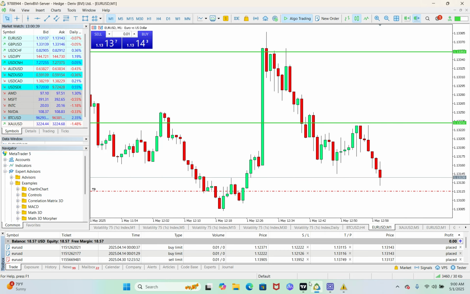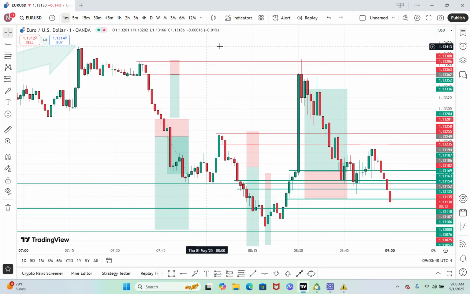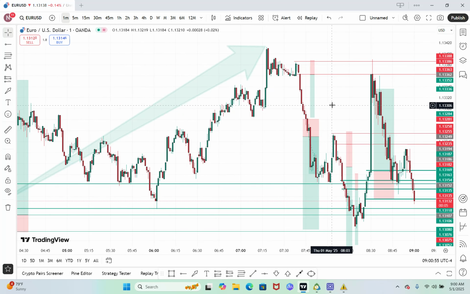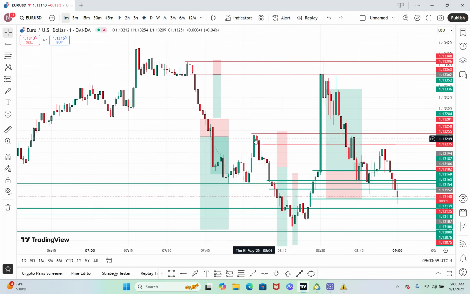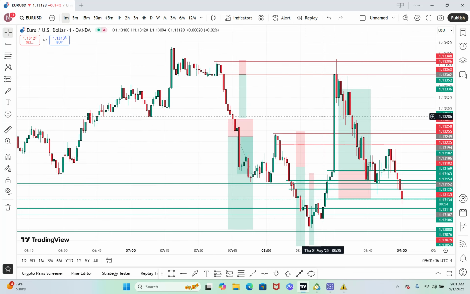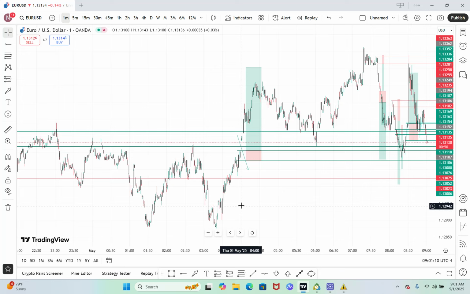So it seems as if, let's go back over to TradingView. So it seems as if this was actually a pullback, a deep pullback of the overall move. So beautiful winner to the upside. So let's move on to the next trade, see if we can find some other trading opportunity.